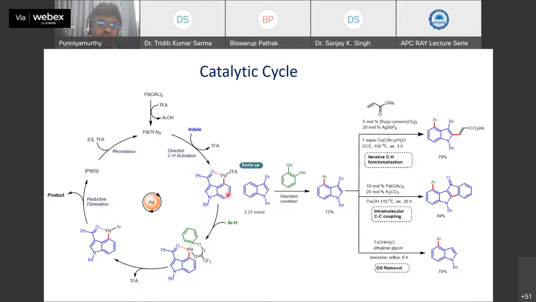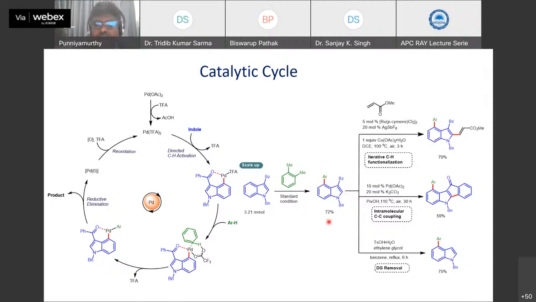species here. Once we have the metallocycle, this can react with your arene, as shown here. Then you make this palladium 2 intermediate. This can give the product by reductive elimination. We generate here palladium 0 that can be oxidized to palladium 2 TFA2, and since you carry out the reaction in the presence of trifluoromethanesulfonic acid, the catalyst is regenerated. The advantage of this reaction is that you use arene as an arylating agent. In addition to that, the reaction is also scalable.